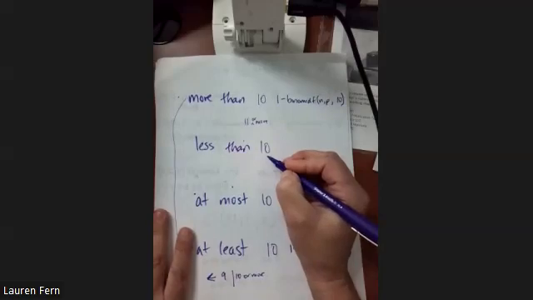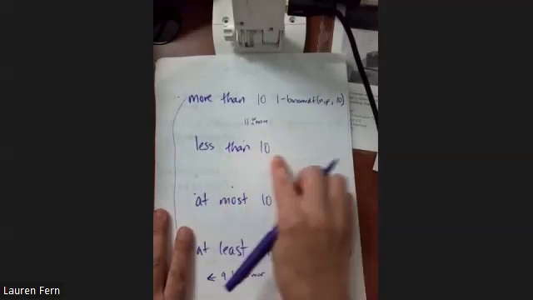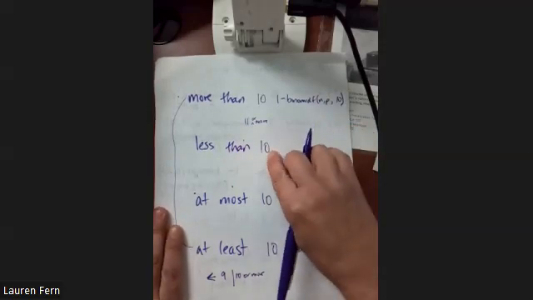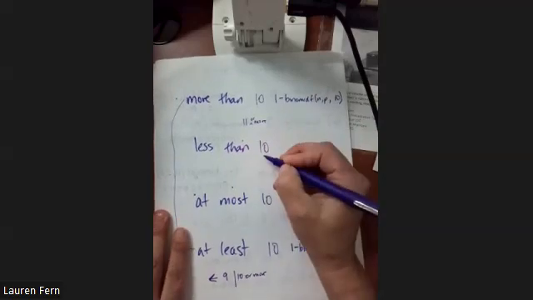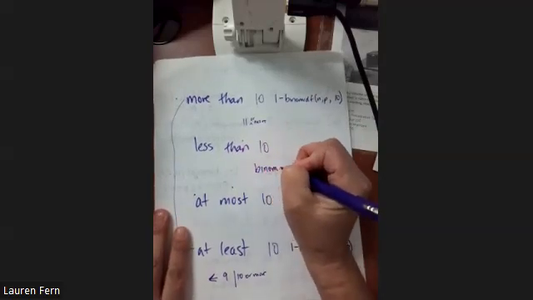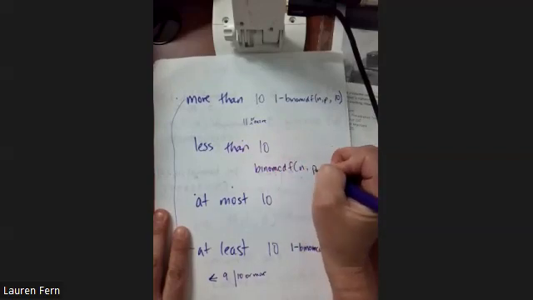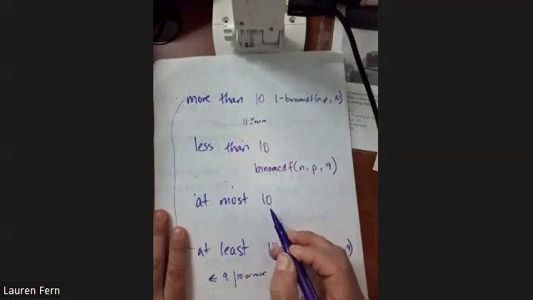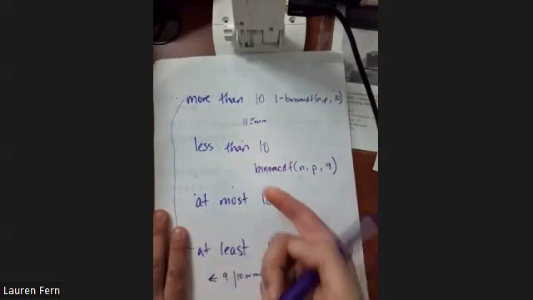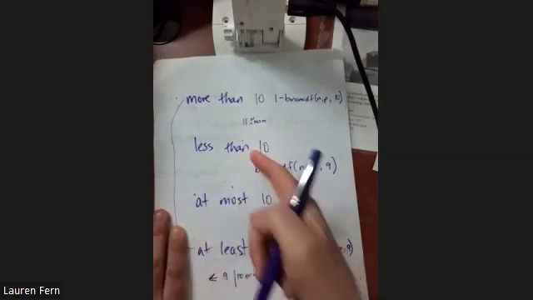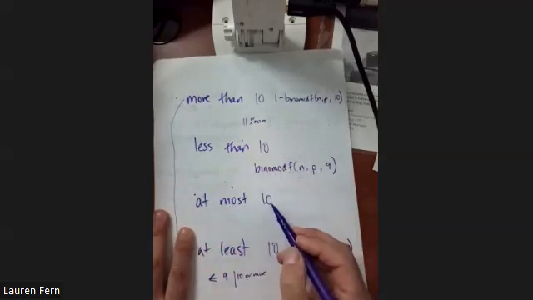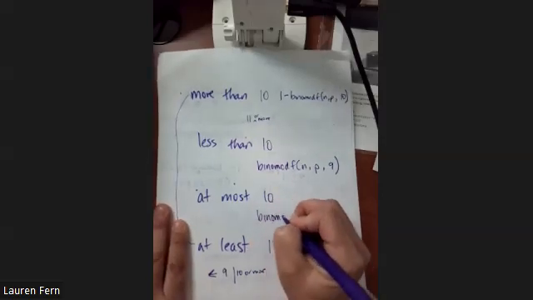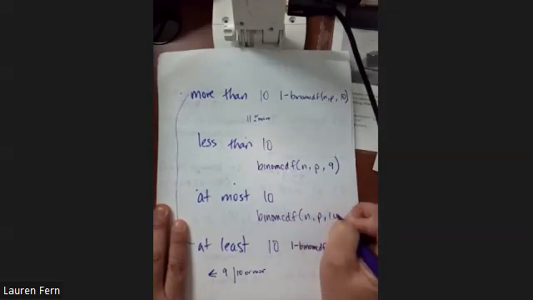Okay, so here we want less than 10. When we talk about less than 10, it means we don't want to include 10. So less than 10 would be binom CDF n, p, and then 9. Whereas at most 10, again, we're going to the left. We want that or fewer. But when we talk about at most, we're actually including 10. So that would be binom CDF n, p, and then 10.